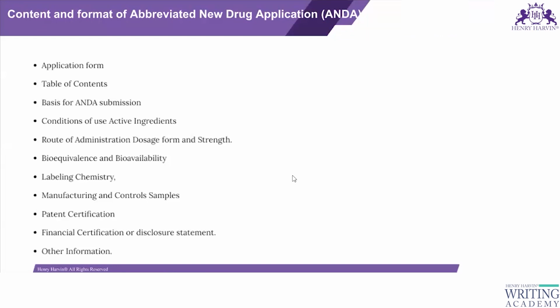What is the content and format of an abbreviated new drug application? The first is the application form. So the same application form is submitted. Then the table of contents. Then why this ANDA is submitted? What is the basic requirement for the submission of this ANDA? And what are the conditions of use of the active ingredients? What are the ingredients which are added, and for what indication are these active ingredients used? What is the route of administration, doses, form, and strength? Then BABE studies are done, bioequivalence and bioavailability studies. Then CMC information is submitted. Then patent certification. There are different types of patent certification that I will discuss.